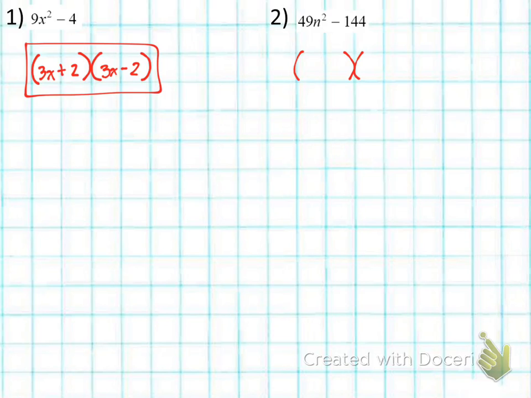So we're going to make 2 parentheses. Square root of 49n squared is 7n, so I put 7n here and here. Square root of 144 is 12. Put a plus and a minus sign. I'm done. That's it. It's pretty simple, right? The hard thing is that you have to recognize the pattern. As soon as you get that, it's good.